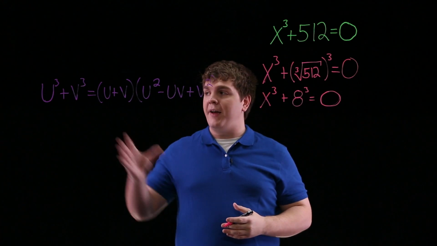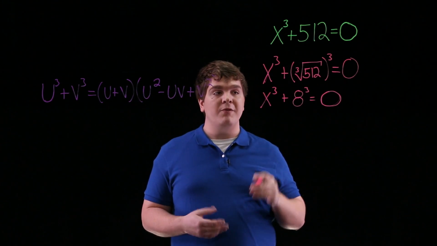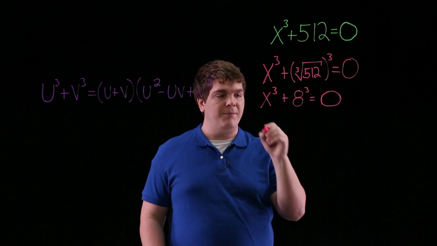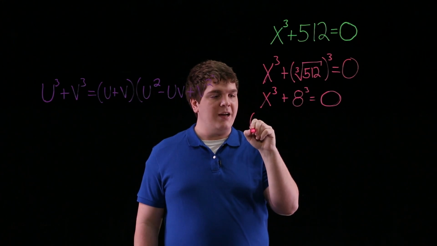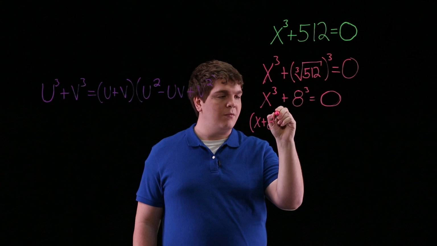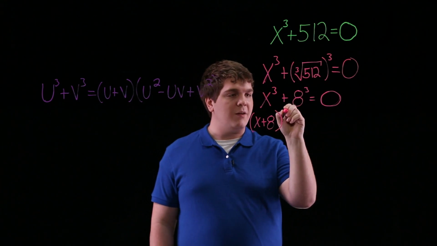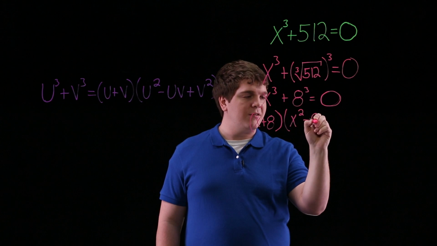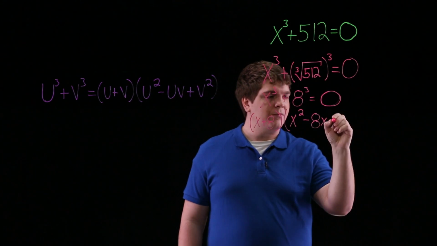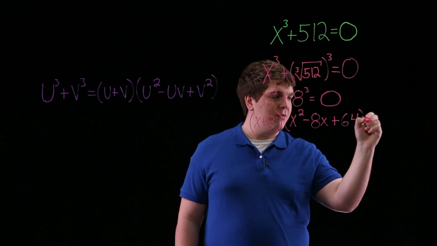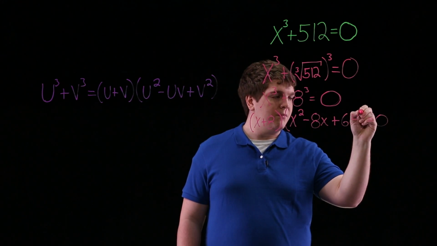So here, we can go ahead and use the sum of cubes formula with u equal to x and v equal to 8. So this factors into x plus 8 times x squared minus 8x plus 64, and this is equal to 0.